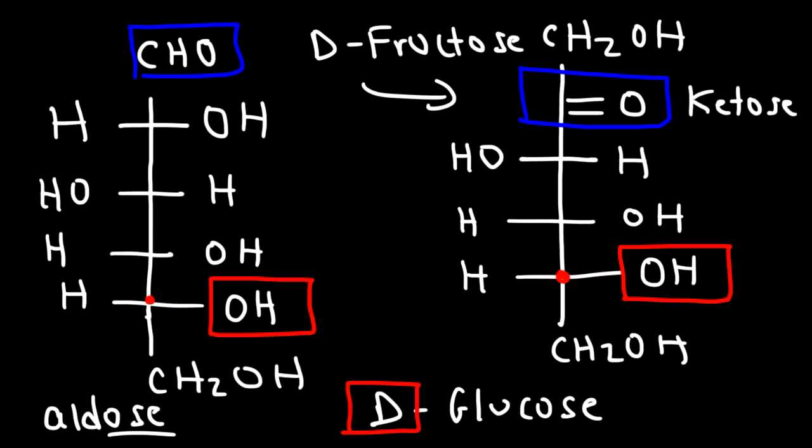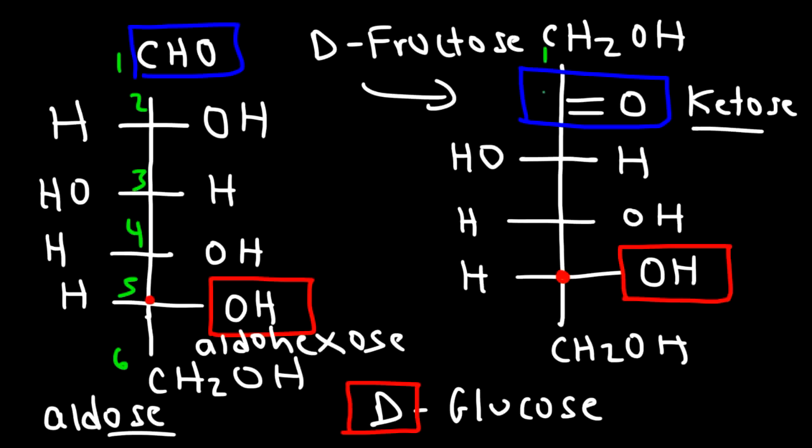Now, because we have a total of 6 carbons, think of 6 as hexane, glucose is called an aldohexose. It has an aldehyde functional group, it has 6 carbons, hexane, and then ose is a sugar. So it's an aldohexose. Fructose is a ketohexose. It has the ketone functional group, it has 6 carbons, and so it's a ketohexose.